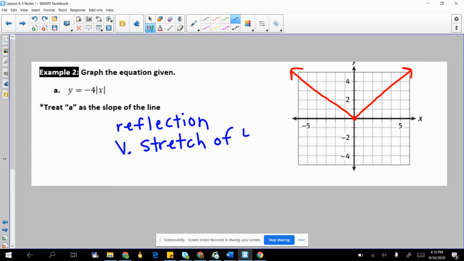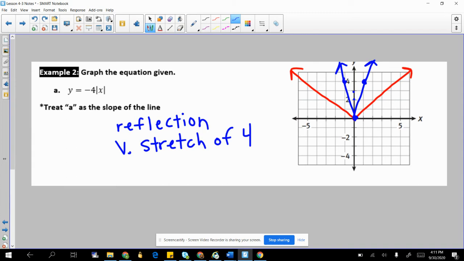So my next thing I would do is figure out with that 4 what the slope would look like. So I'm going to go up 1, 2, 3, 4 and over 1. And this is what my new slope should look like. Notice my origin didn't change, just my slope did. So it's a skinnier V shape now, okay?